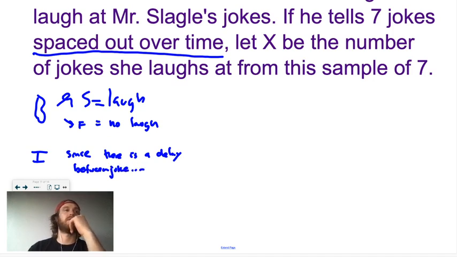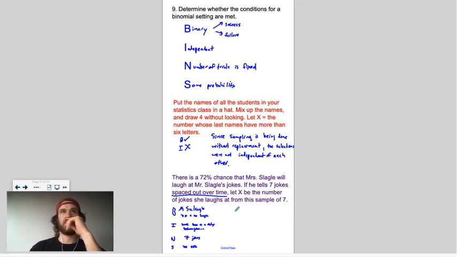yada, yada, yada. Okay, bins, number of trials. Is the number of trials fixed? Yes. There are 7 jokes being told. And the last one is the same probability. Do they have the same probability? Yes, 72% on each trial. Let me zoom out. So this is not a binomial setting. This one is binomial. Great.